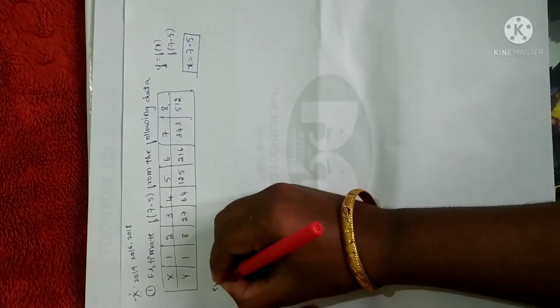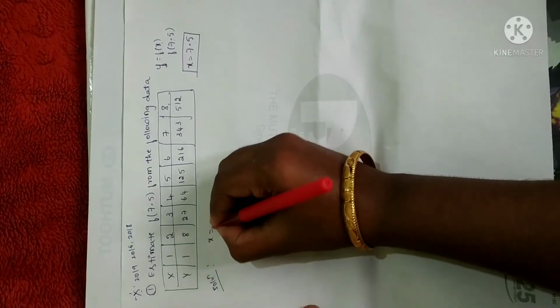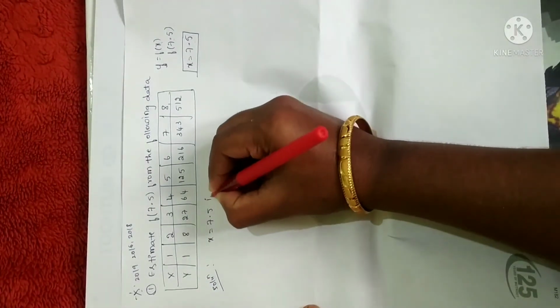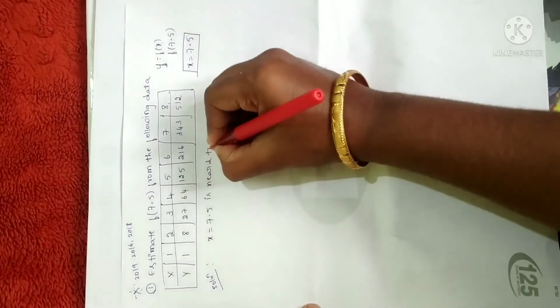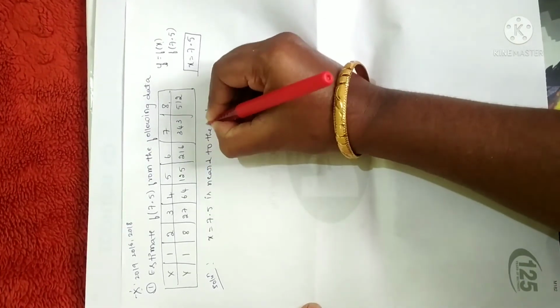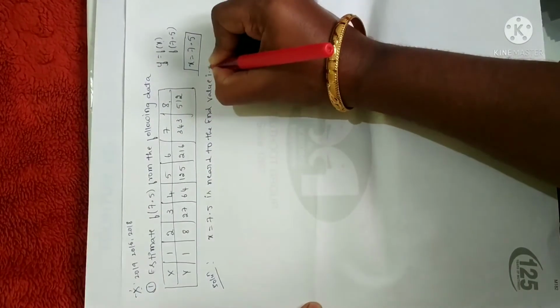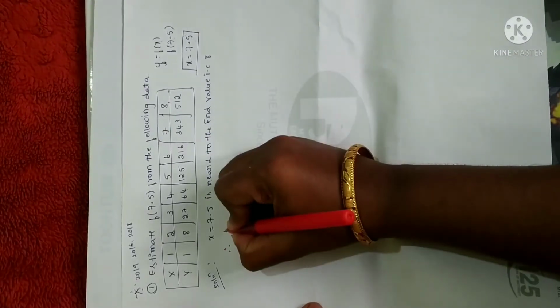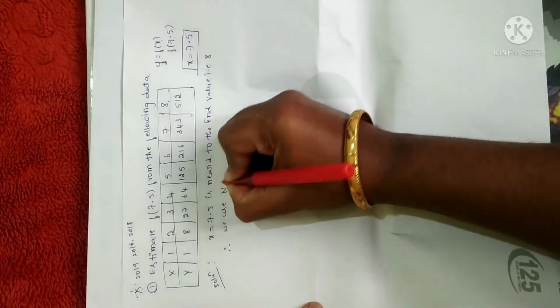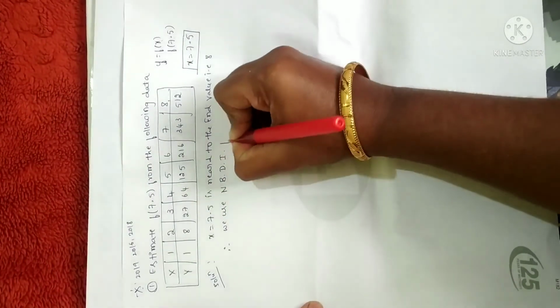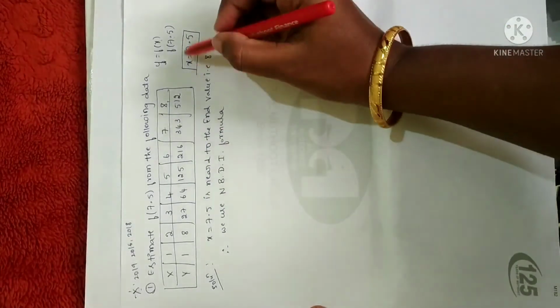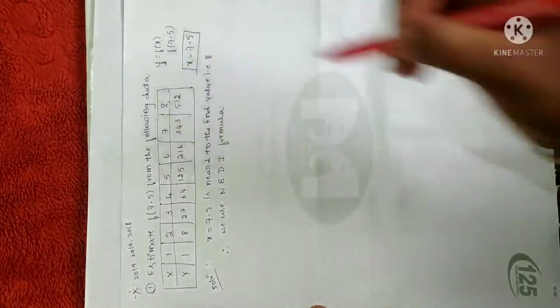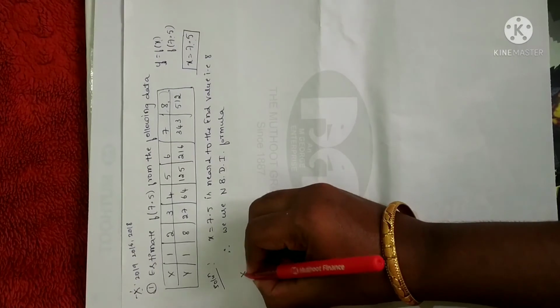So I'll just write one statement. Solution: x is equal to 7.5 is near to the end value, that is 8. Therefore, we use the Newton backward difference interpolation formula. Why? Because this value is near to the end value, that is 8. Fine. Now in order to use the formula, first we need to construct the backward difference table. For that, as usual, let me make a list of x and y values.